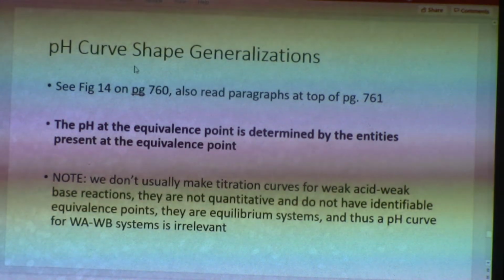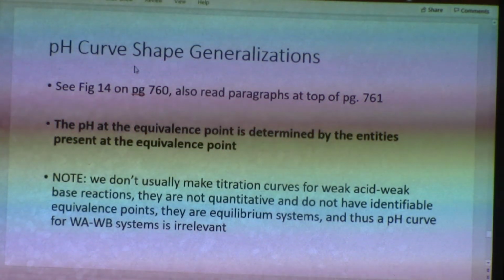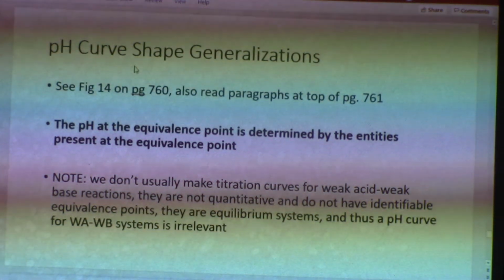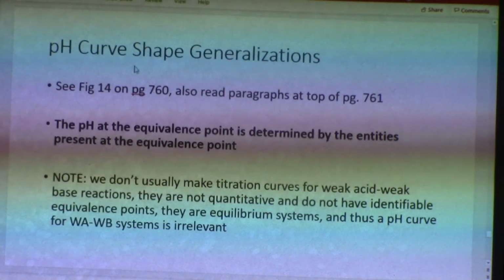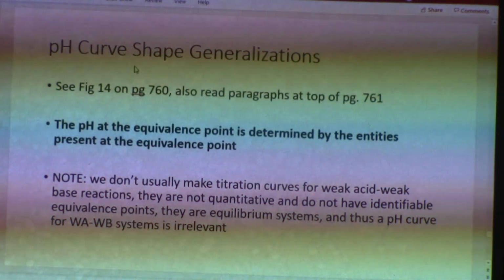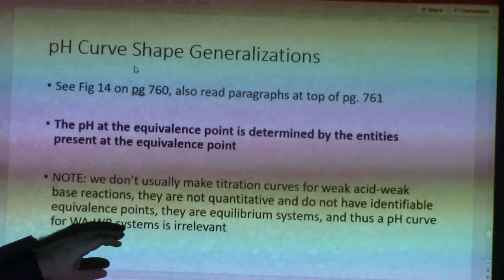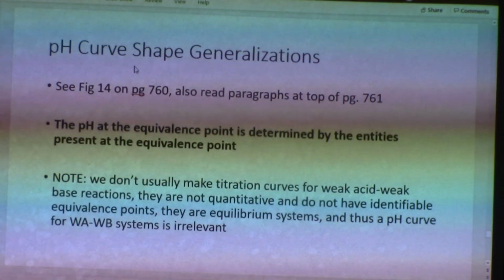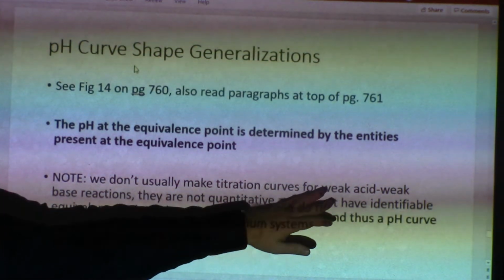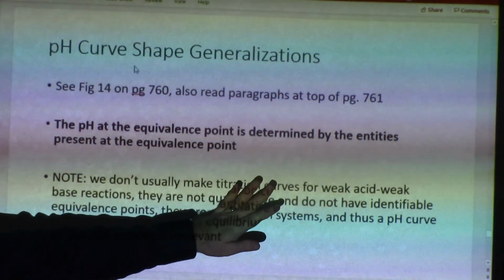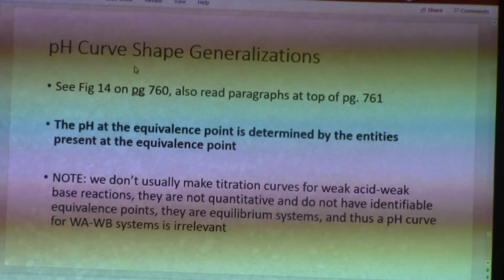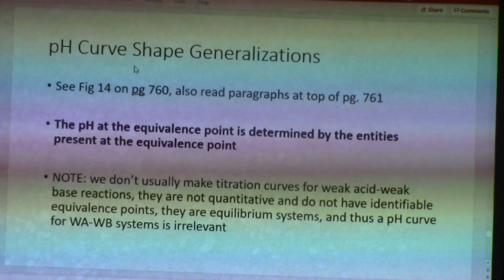So when we look at pH curve shape generalizations, the pH at the equivalence point is determined by the entities present at the equivalence point. So it depends on what we're titrating. We don't usually make titration curves for weak acid and weak base reactions, because they're not quantitative and they don't have identifiable equivalence points. Weak acid, weak base reactions essentially don't have really large pH changes.